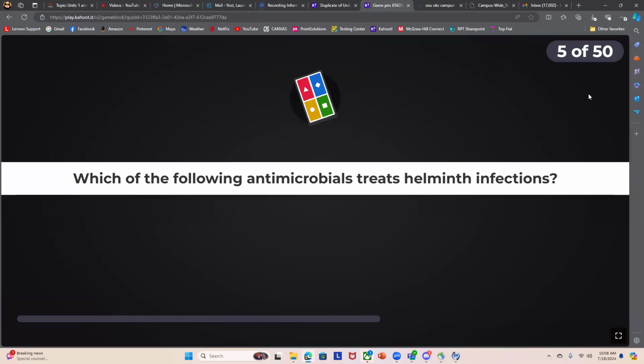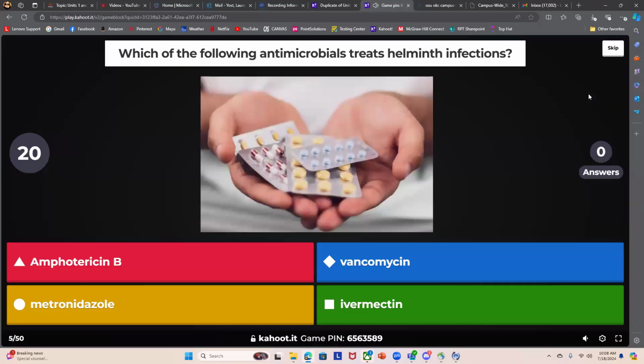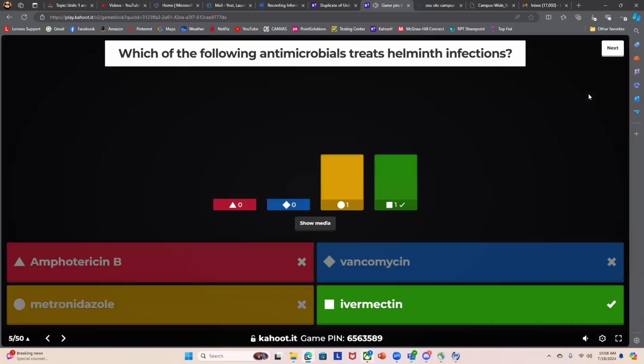Which of the following antimicrobials treats helminth infections? All right, so for helminth infections, we're looking at ivermectin here. Ivermectin and praziquantel are the two most commonly used ones for helminths. Metronidazole is a good line of thinking. It is for a eukaryotic infection, but those are mostly used for amoebic infections, which is what they were made for, since amoebas are protozoa.